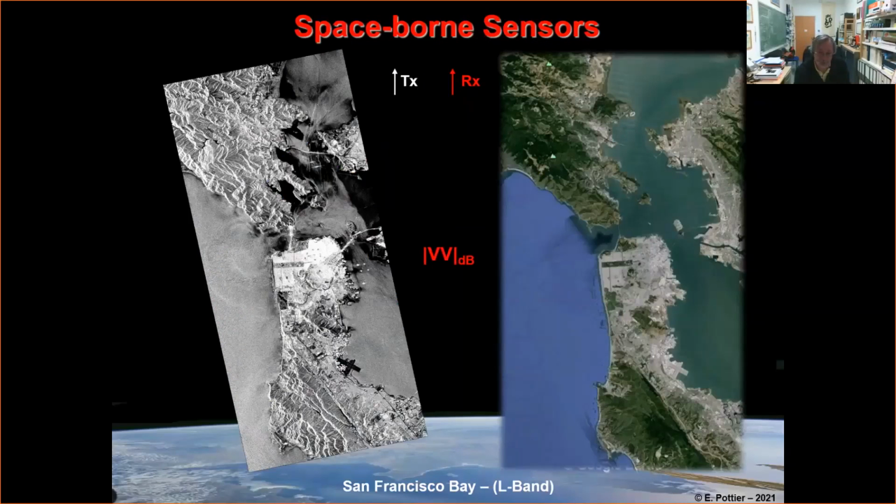For example, if you have a look at the sea surface, you can see that the sea surface is brighter in the VV channel, so it means that the sea surface is more sensitive to the vertical polarization compared to the horizontal one. It was just an example to show that polarization is very important because you can have a better discrimination between the different interactions.